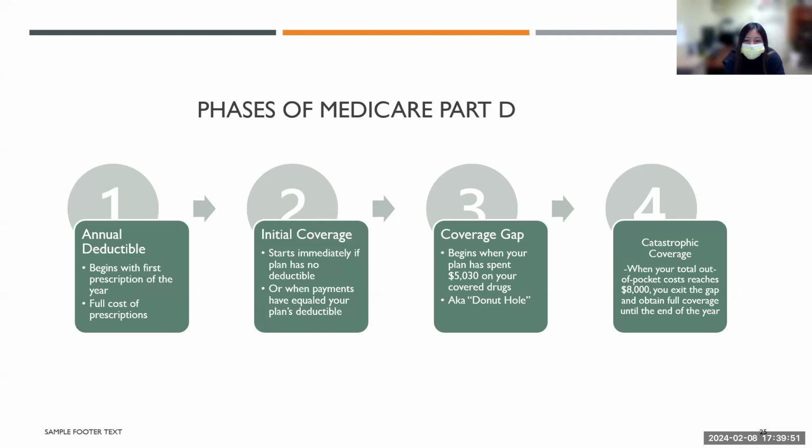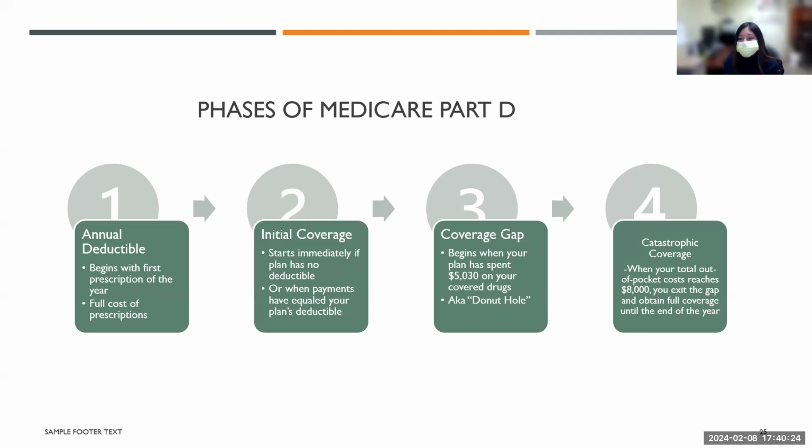Okay. And then that's going to last for some time until what we call the coverage gap. You may have heard this as another term called the donut hole. So this coverage gap is when your plan has already spent around $5,000 on your covered drugs. And at this point, the person has entered into the donut hole or coverage gap where you will now have to pay out of pocket for your prescription drugs.